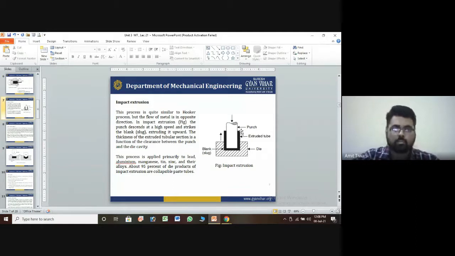About 95% of the die products of impact extrusion are collapsible tubes. So we can apply the approximation that 95% of the die products of impact extrusion are used for collapsible tubes, because such tubes are used generally. With the help of this, we will be applying the same thing. So these are some benefits.